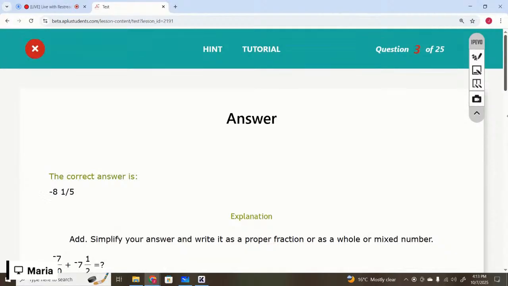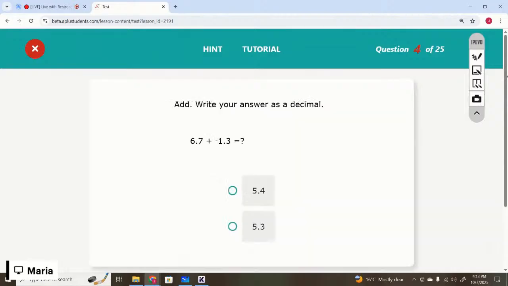Okay, let's just move on to, now how can I move?